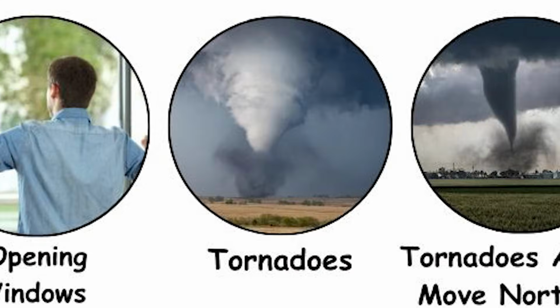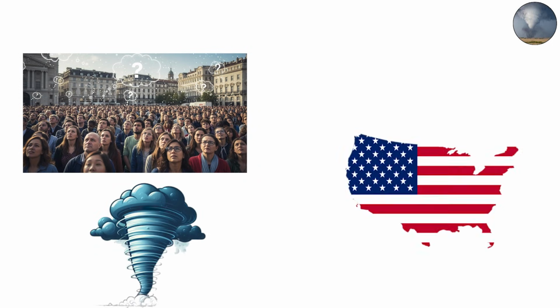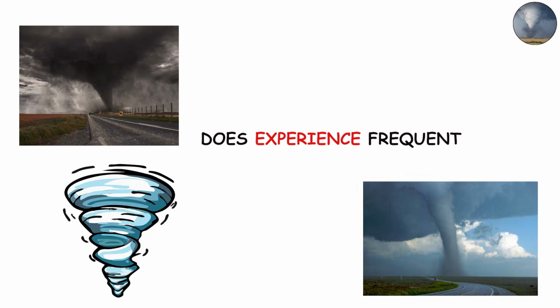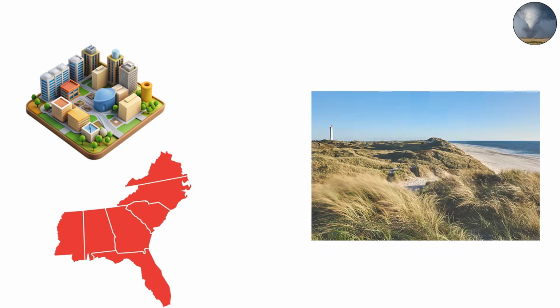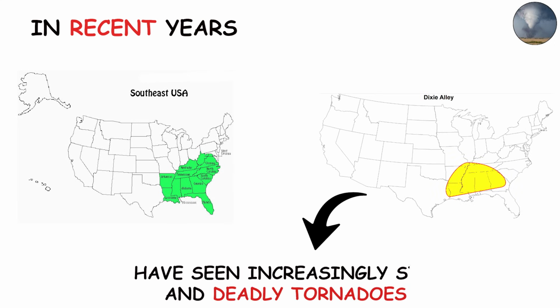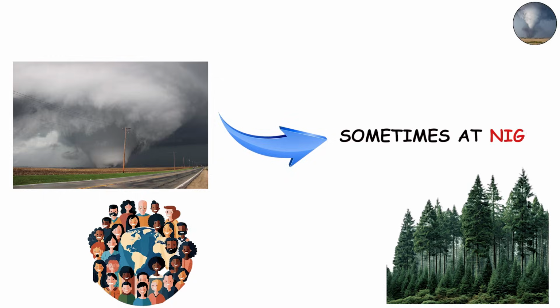Tornadoes only happen in Tornado Alley. Many people assume that tornadoes are confined to the U.S. Midwest, commonly known as Tornado Alley. While Tornado Alley does experience frequent tornadoes, tornadoes can occur almost anywhere, including urban areas, the Southeast, and even coastal regions. In recent years, areas like the southeastern United States, known as Dixie Alley, have seen increasingly strong and deadly tornadoes. These tornadoes are often more dangerous because they strike heavily forested or densely populated areas, sometimes at night.